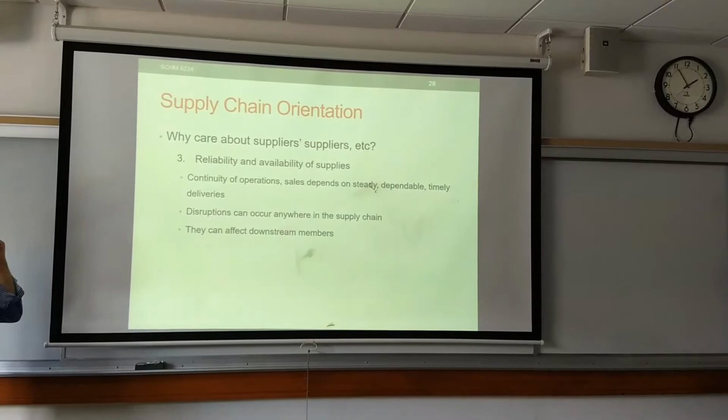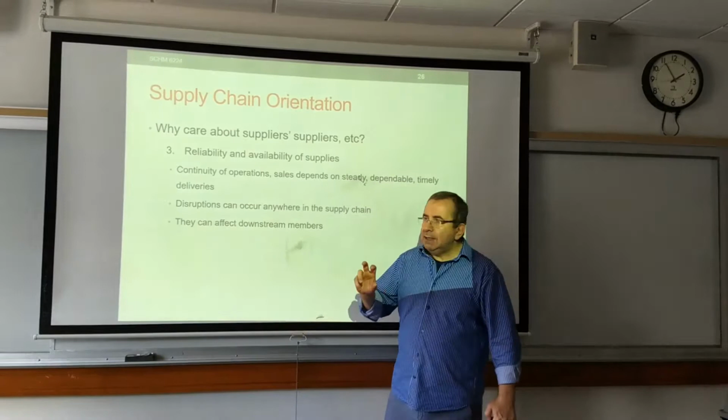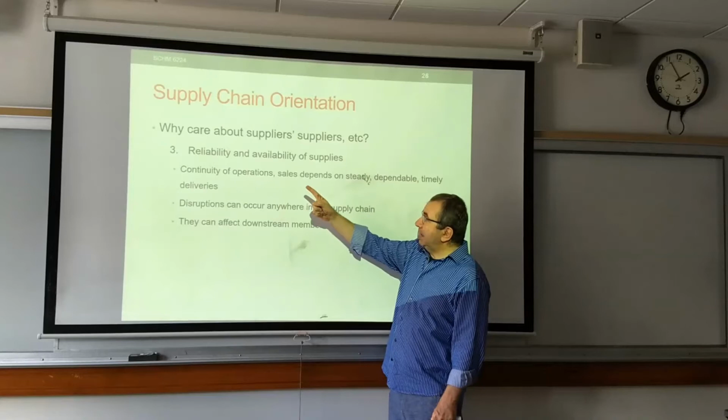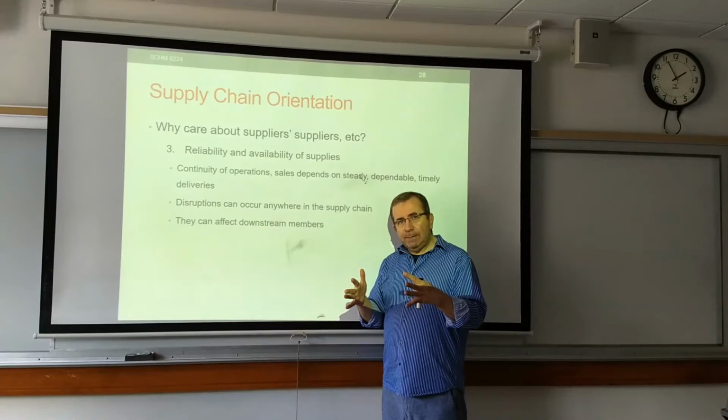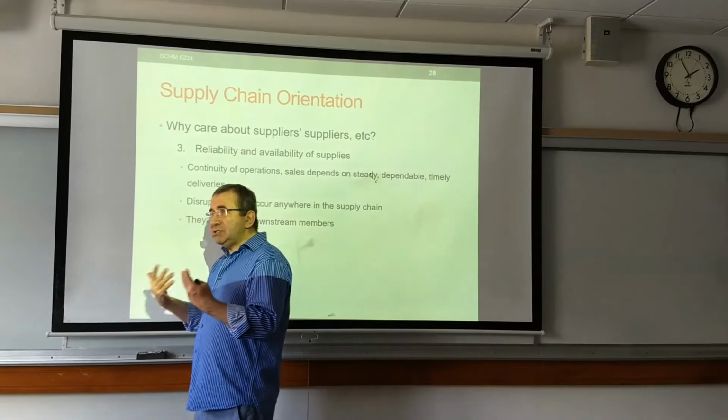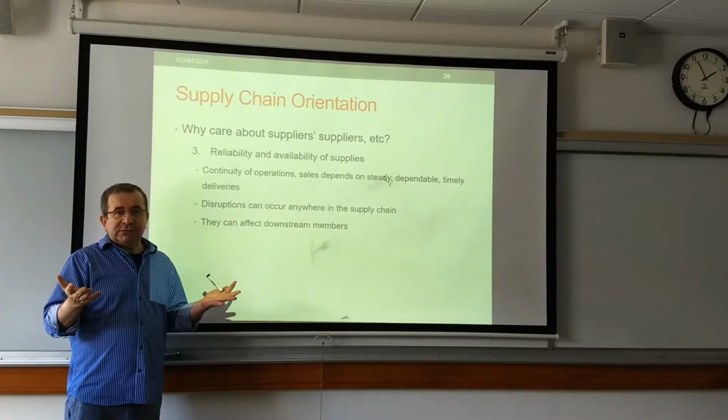Another reason for considering suppliers beyond your immediate suppliers is reliability and availability of supplies. And this is very important because if you depend on a single supplier and they stop production for some reason, or they stop shipments for some reason, you'll run out of raw materials. You cannot provide your products and services anymore.